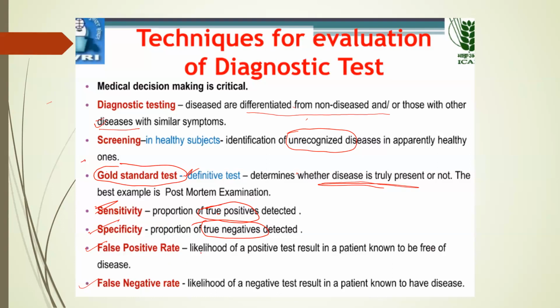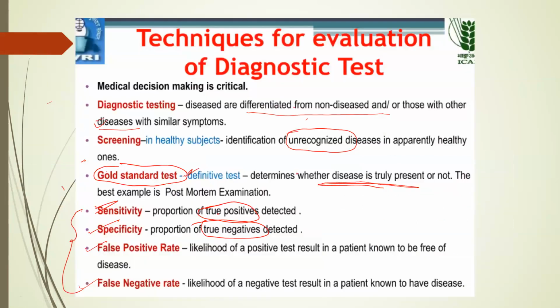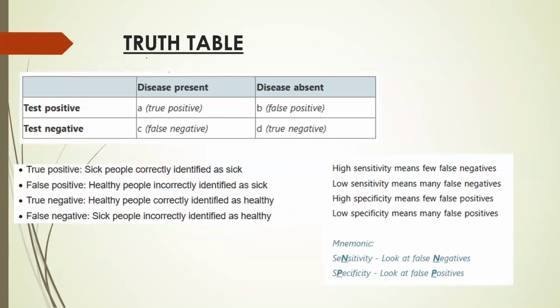Now, false positive rate and false negative rate. False positive rate is the likelihood of a positive test result in a patient who is actually normal, who's free of the disease. And false negative rate is the likelihood of a negative test in a patient who actually has the disease. Okay, in our exam, the last four are actually very important. So is this clear? Yes, ma'am.